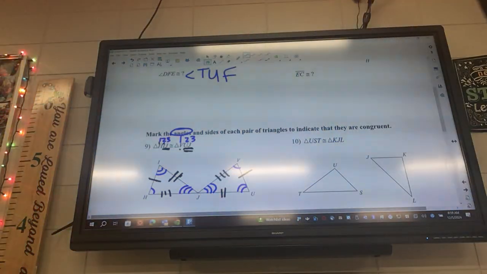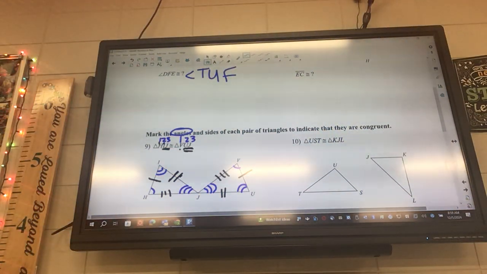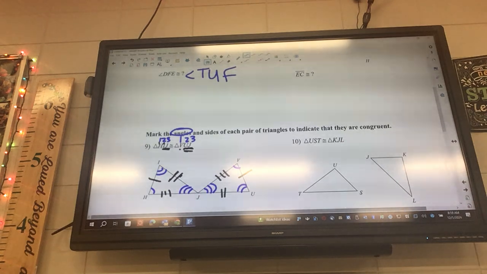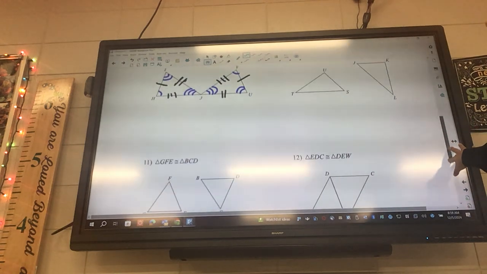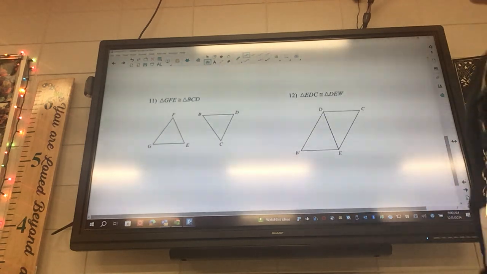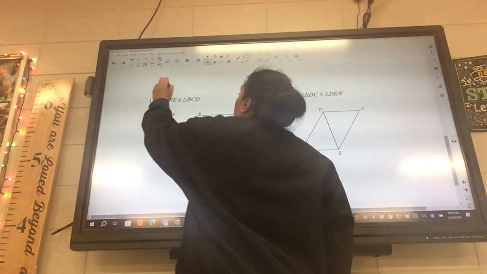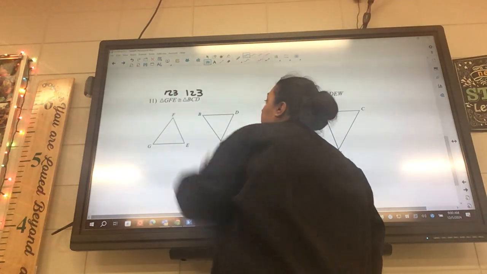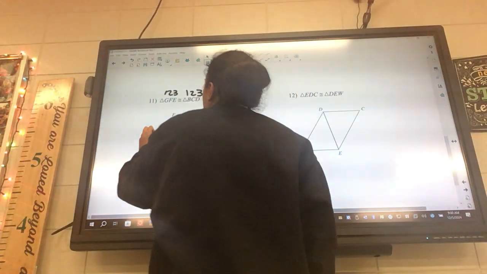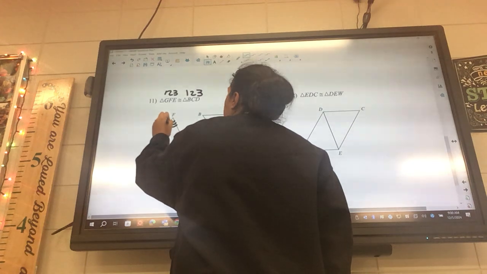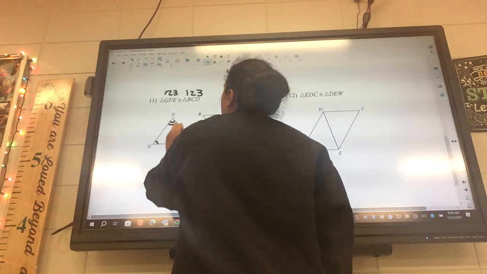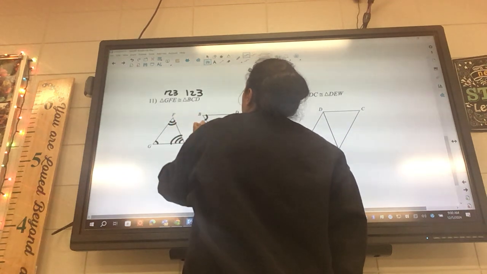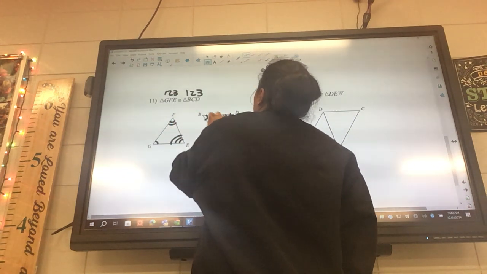Okay, and that's what you're doing on these. You're marking the angles, marking the sides. So G is going to get how many? We're going to start on the inside because those are easier. G is going to get 1 rainbow. F is getting how many? 2. And the E is definitely going to have 3 then. 1, 2, 3. Okay, B is going to get 1. C is getting 2. D is getting 3.